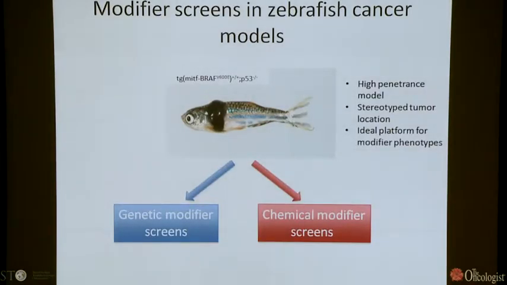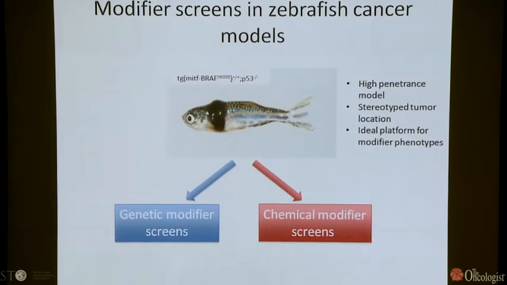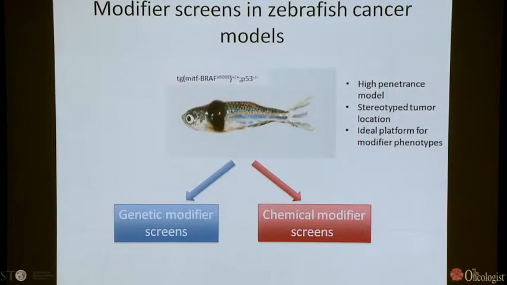And so this early work in the zebrafish melanoma model really set us up for thinking about taking advantage of the zebrafish as a platform for exploring new targets and pathways in particularly melanoma, but more recently other tumors as well. And the reason we thought it was a really excellent platform for doing modifier screens had to do with the fact that it was a very high penetrance model. The tumors develop in very stereotyped locations, and this turns out to be key because we always know where to look, and this makes screening thousands and thousands of animals much more quickly.